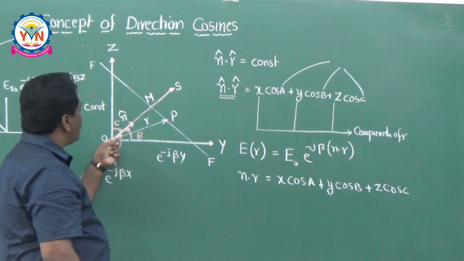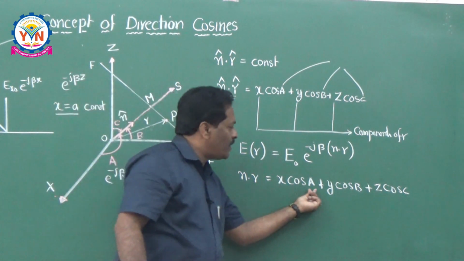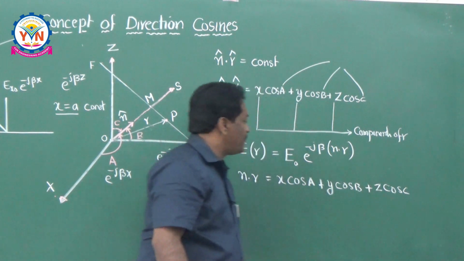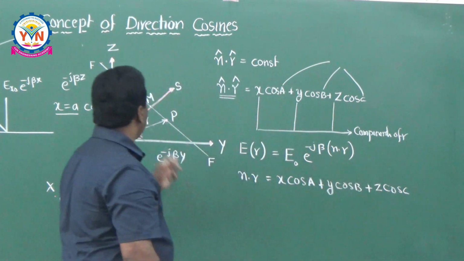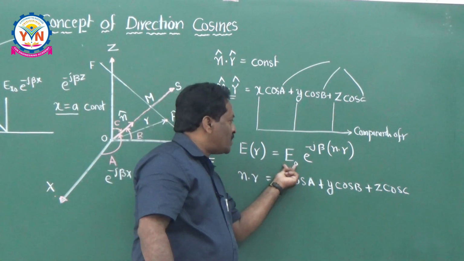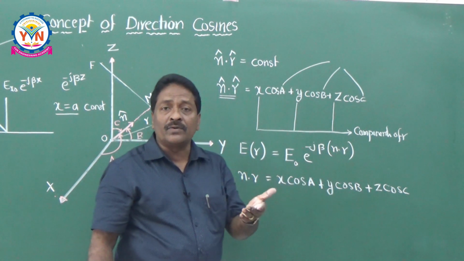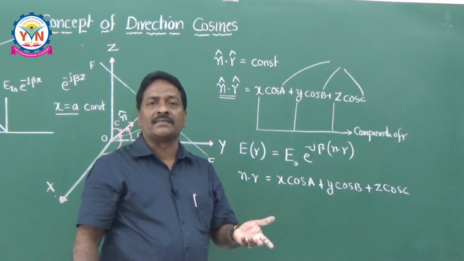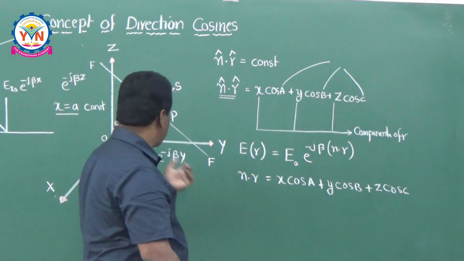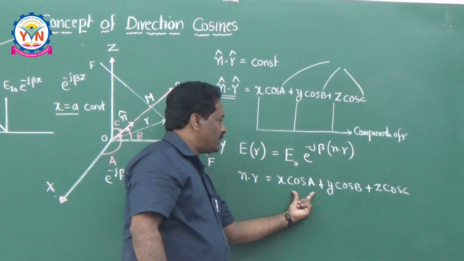So if you want to write the wave equation in this direction, which is arbitrary here, you just have to know the values of A, B, C: the angle with the x axis, angle with the y axis, angle with the z axis. x, y, z are the components of this radius vector. Then E of r is equal to some magnitude into e to the power of minus j beta into n dot r. So whenever you are asked to write the wave equation in an arbitrary direction, observe the values of A, B, C, the angles with the x axis, y axis and z axis, and just substitute them in this equation for n dot r.